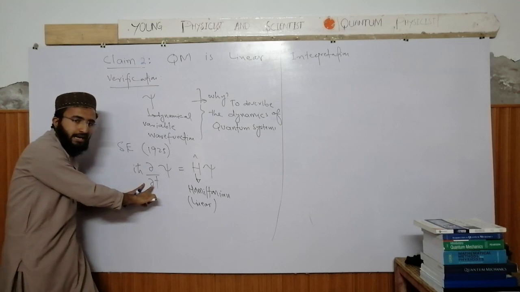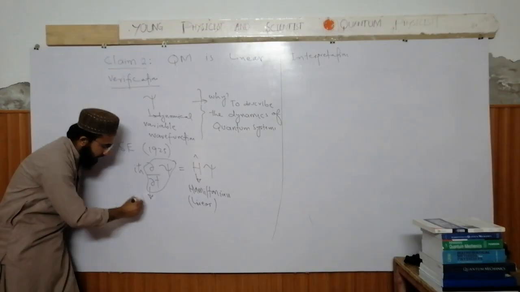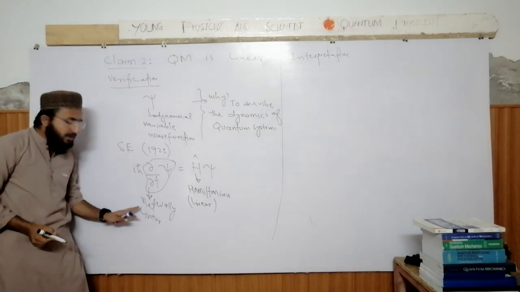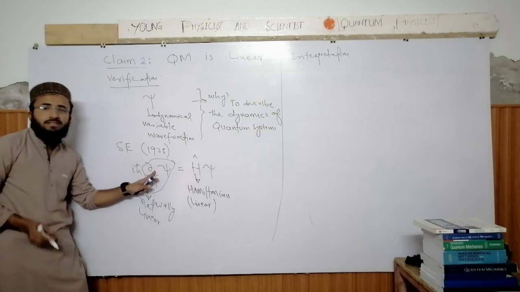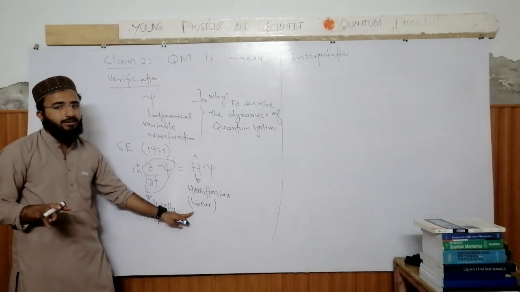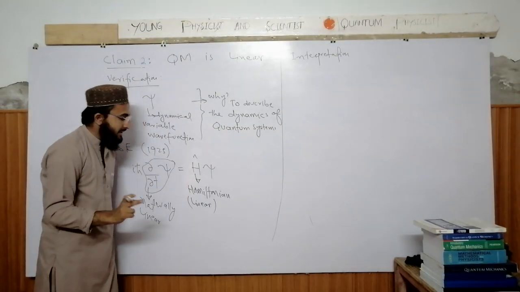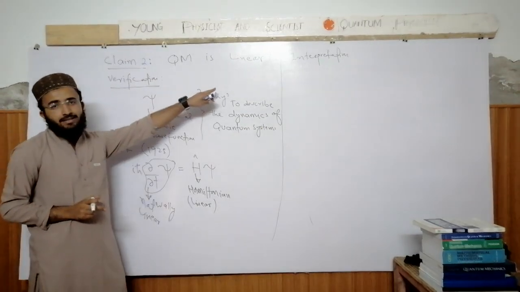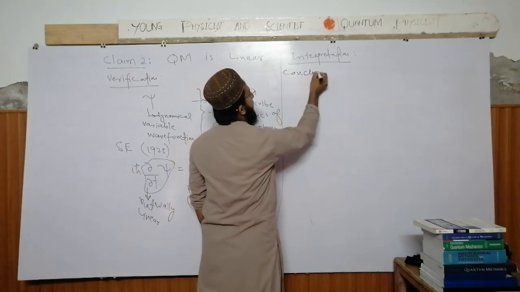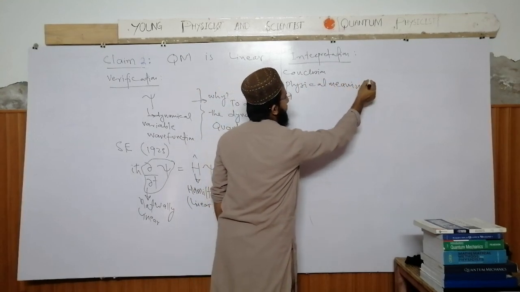Now, if you look at this side, this term is naturally linear. Naturally linear means that this is the first order derivative, the simple derivative. And here H is already linear. So it is also linear and it is also linear. So that actually means that quantum mechanics is linear. But now the question is, what is the conclusion? Or what is the physical meaning that quantum mechanics is linear?